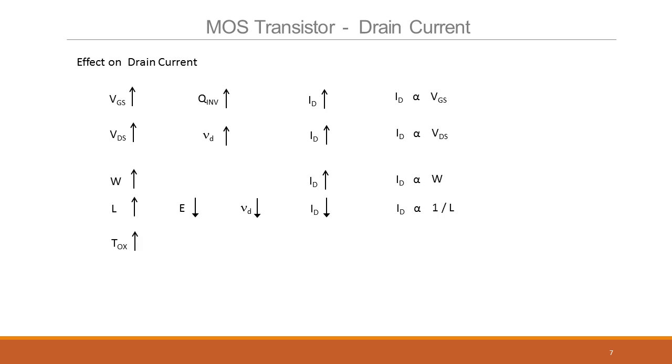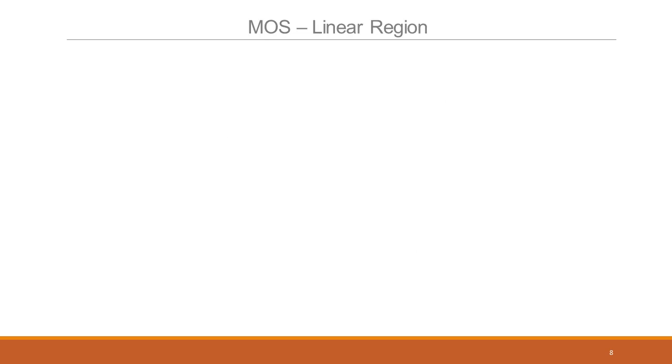Okay. What happens if Tox increases? This is a dimension, right? These were voltages and these are dimensions. So if Tox is increased, Q inversion actually reduces because the gate has lesser control on it. The field actually drops across the oxide, which is now thicker. So there's less potential for the inversion to happen. So Q inversion decreases, so ID reduces. So in a way, ID is proportional to the inverse of Tox. So if Tox increases, ID reduces. Okay.